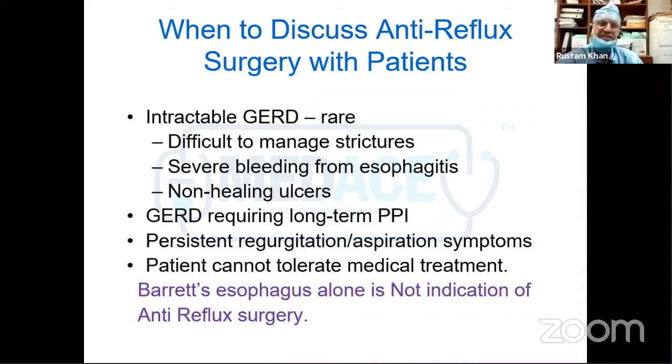When patient has a difficult to manage stricture, when there is a severe bleeding from the esophagitis, when there is a non-healing ulcer, when GERD is requiring long-term PPI, when there is a persistent regurgitation and aspiration, and when patient cannot tolerate medicine and doesn't want to take PPI or the other groups of medicine for prolonged period of time. And mind you, Barrett esophagus alone is not the indication for anti-reflux surgery.